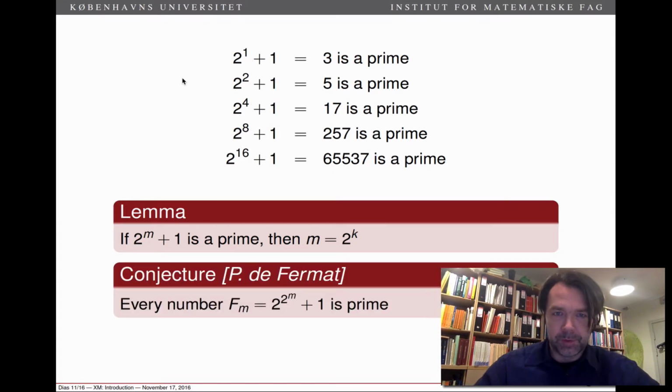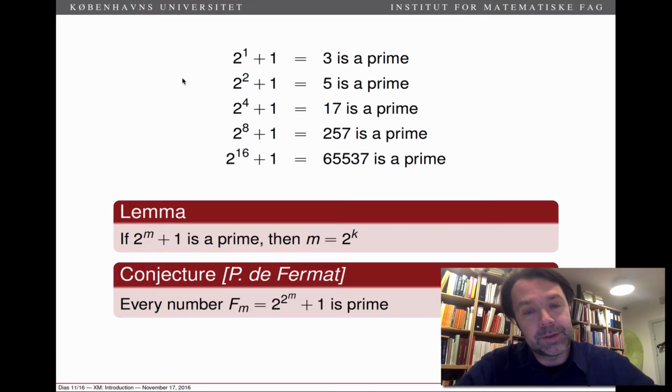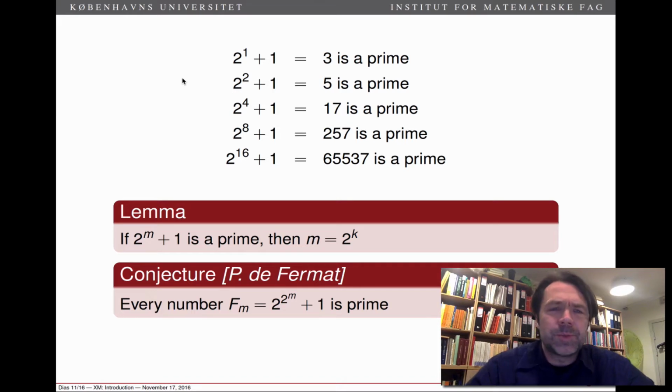So this combination of the 5 observations above and the lemma led Fermat to the conjecture that every one of the so-called Fermat numbers, Fm, 2 to the 2 to the m plus 1, is a prime. So this, of course, was an experimental discovery coupled with, I guess, some sort of idea that this could be an if and only if statement that the lemma has here. And as I'm sure you know, this is one of the very famous false conjectures of the early history of math.